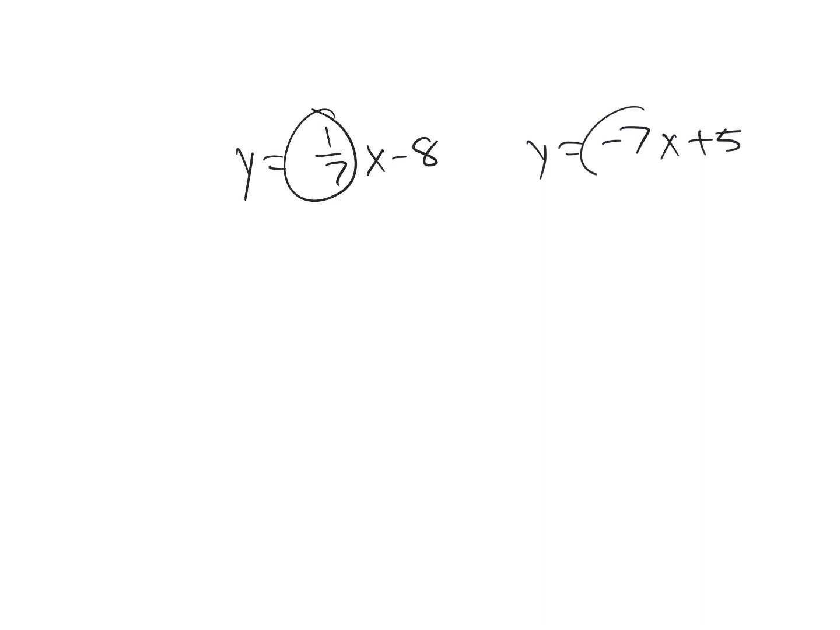So again, you look at your slope. This is 1/7, and this is -7/1. They are opposite signs, and they are reciprocals of each other. So this is perpendicular. They are perpendicular to each other. All right. Now it's time to do a little work. 2x minus 5y equals 1.